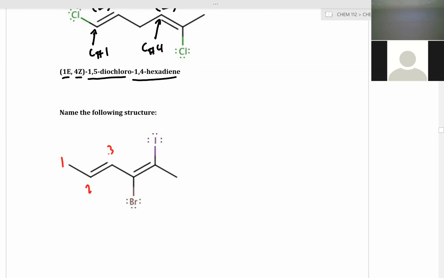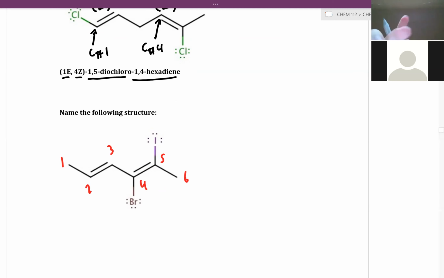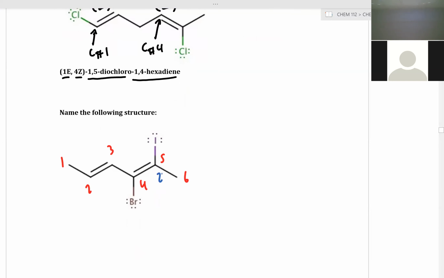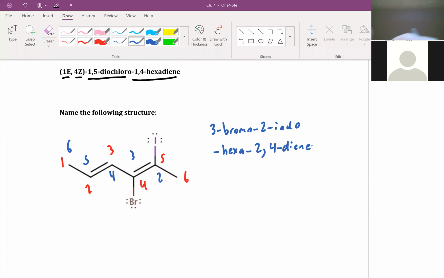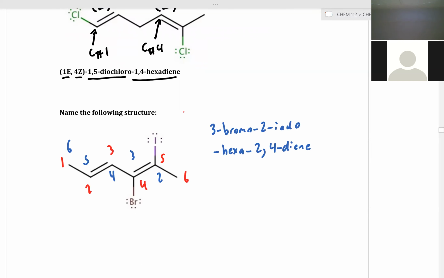So 1, 2, 3, 4, 5, 6. In blue, we'd have 3 bromo, 2 iodo. Remember, we write our substituents in alphabetical order. Hexa, 2, 4 diene. That's one option. Don't worry, we'll include stereochemistry after we resolve what the baseline name is.